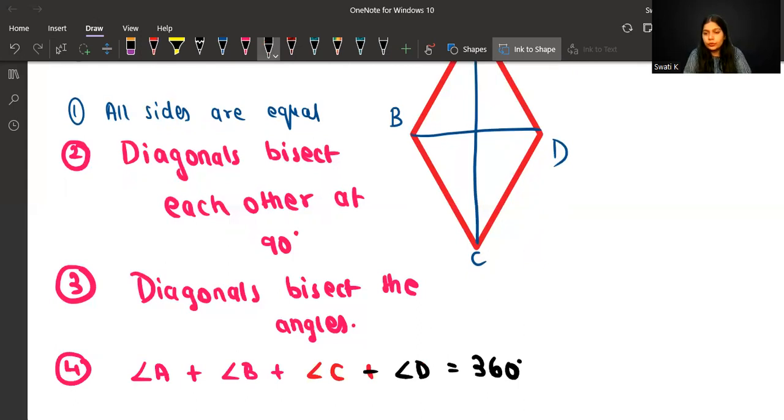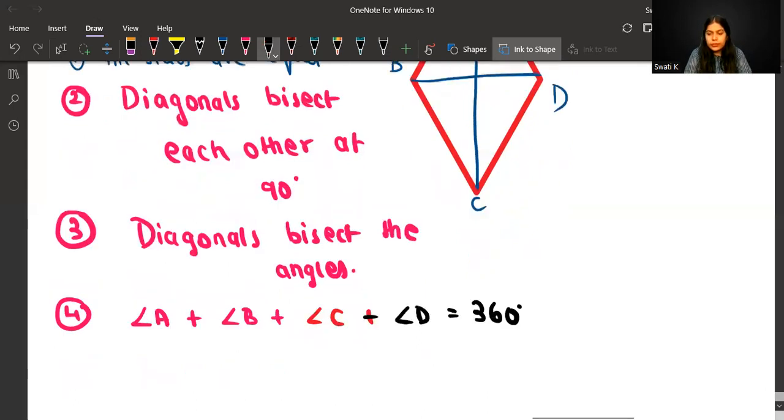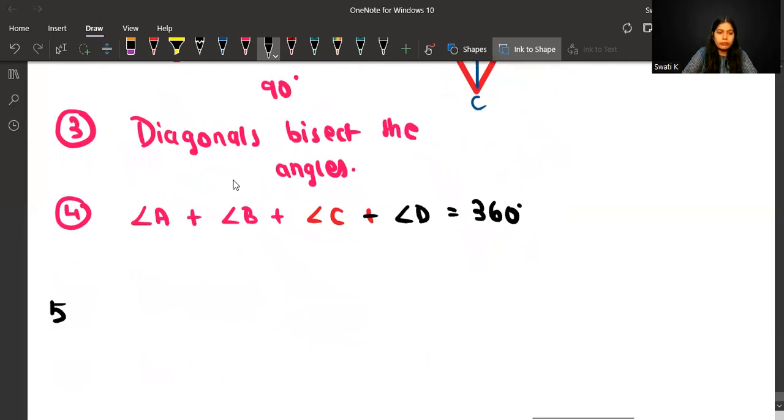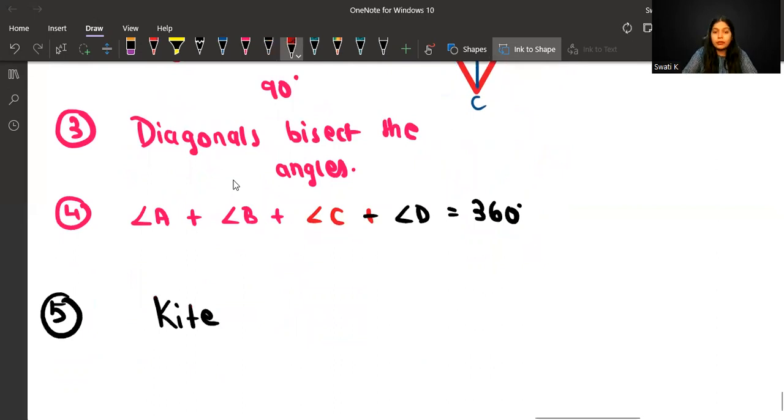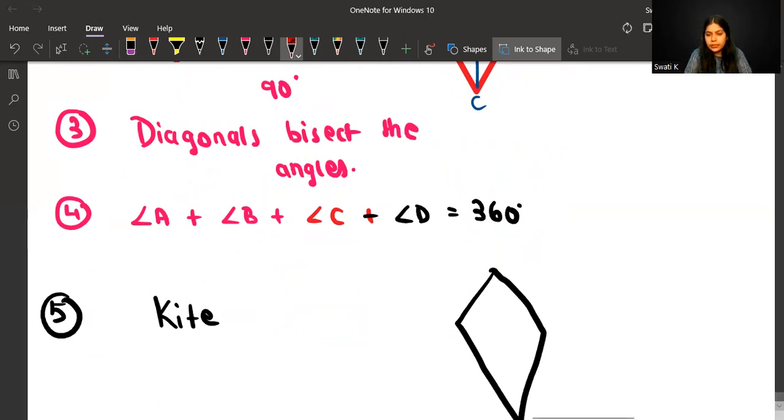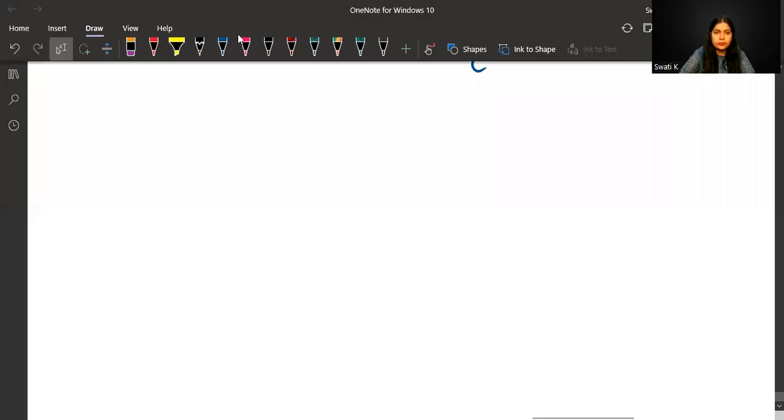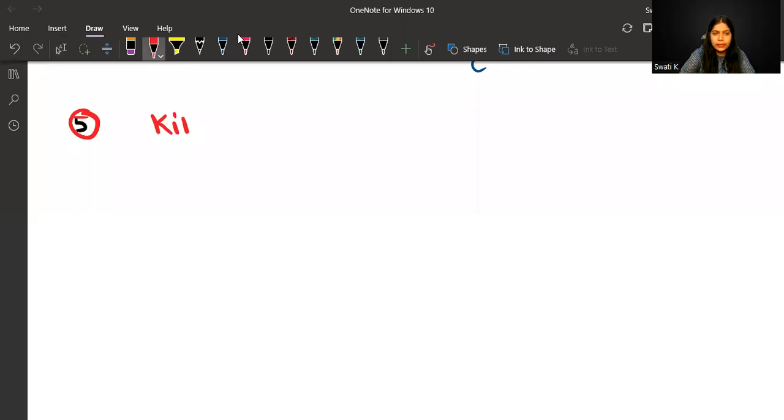Now let's go to the kite. Okay, so talking about the fifth quadrilateral, that is a kite. Let us draw the shape and see how it is different from a rhombus. I think this is going to take the shape of a rhombus only, so I'll do one thing. I will draw this with my free hand so that you can understand the difference between a rhombus and a kite.